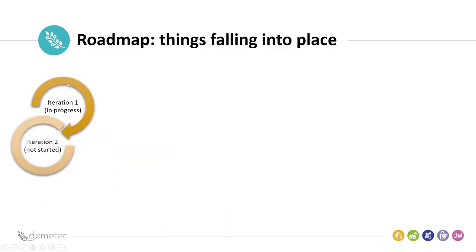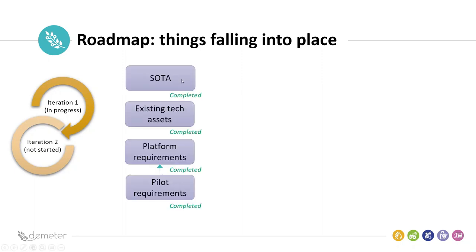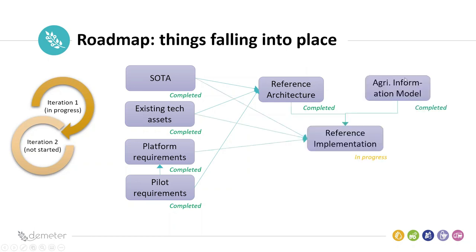So just to show our roadmap, we are in the first iteration now of the two iterations to have implementation. We started by doing a state-of-the-art analysis, gathering all the existing technology assets that are available through partners, but also on the market and as open source. We gathered all the pilot requirements from the 20 pilots that we have, and we also compiled a set of pilot platform requirements for the DEMETER platform. And all of this led to the reference architecture that was presented; it's completed, version one is delivered. The agriculture information model is also completed, and these are guiding the reference implementation, which is now in progress to be completed in the next weeks. And in one month's time or a little more, it will start being used in the pilots and we'll start getting feedback from them.